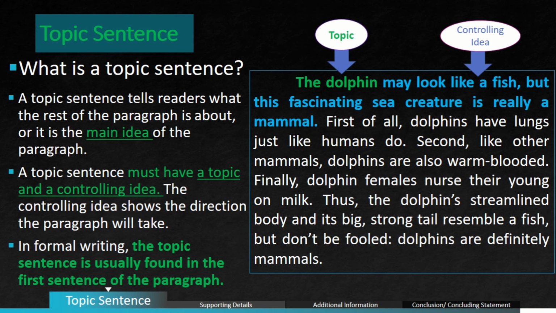So we have the dolphin as our topic, and "may look like a fish, but this fascinating sea creature is really a mammal" will be our controlling idea. And remember once again that the controlling idea shows the direction the paragraph will take. So we will find out later whether our next sentences are going to support what the controlling idea is telling us. Okay?